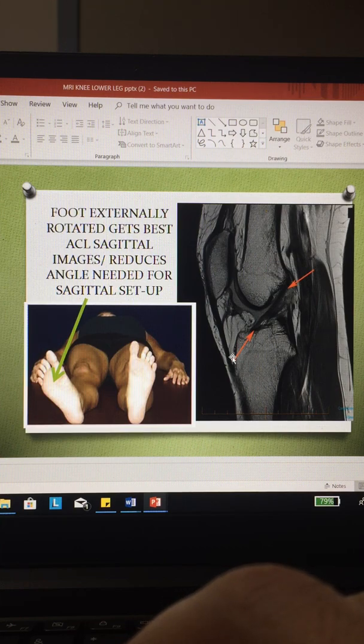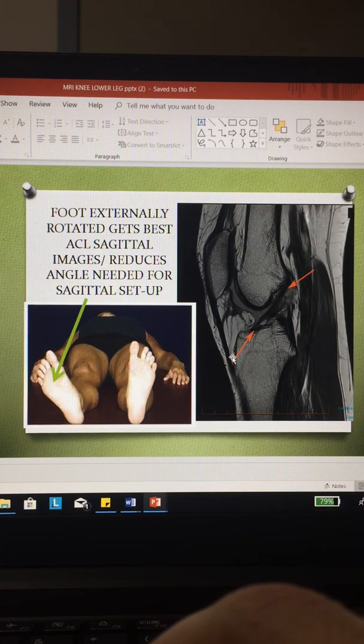The ACL is more torn than the PCL. We want to see that ACL in one image. Okay, that is the goal. Will you always get it? No, because sometimes the ACL is torn. Okay?